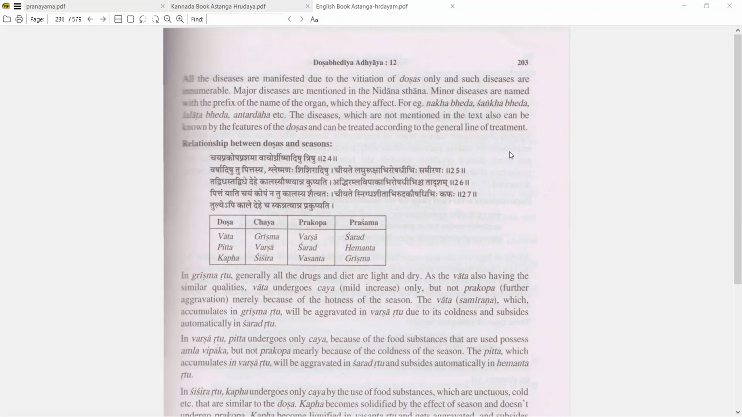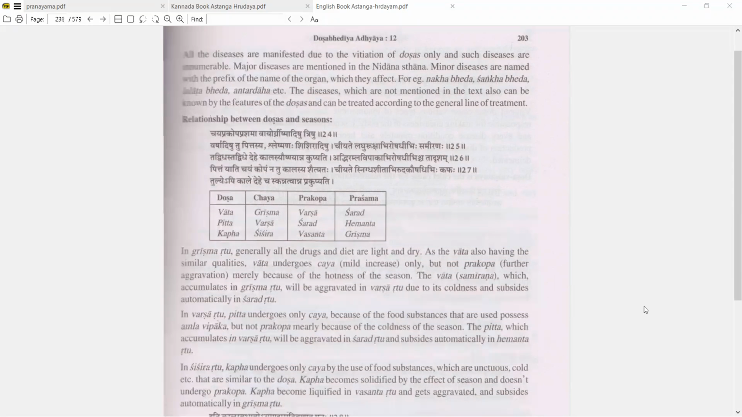A relationship between dosha and seasons. Dosha, chaya, prakopa, prashama. Vata: chaya in Grishma, prakopa in Varsha, prashama in Sharad. Pitta: chaya in Varsha Rutu, it will get aggravated in Sharad Rutu and it will get normalized in Hemanta Rutu. Kapha will get chaya, accumulated, in Shishira Rutu, get increased in Vasanta Rutu, and get normalized in Grishma Rutu.